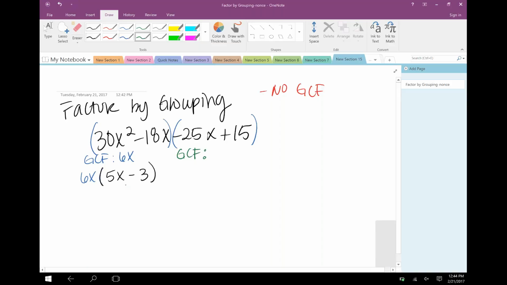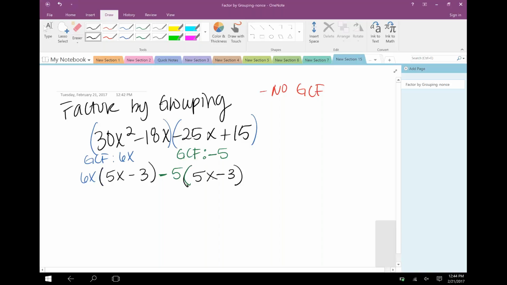Now, our goal is to get the same thing. We got 5x minus 3 here. We want to get it again over here. And then you always want to factor out this negative here. So it's going to be negative, let's see, they both don't have an x, so x won't be a GCF. The GCF here would actually be just negative 5. So we factor out negative 5. We're going to have left over positive 5x, then negative 3.